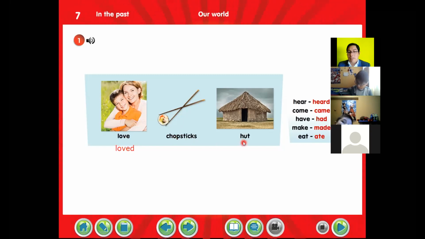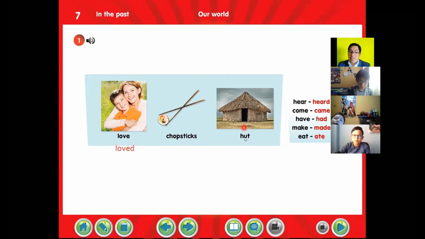What is heart? Heart is this. Okay? It's not a house. A house is different. This is a heart. Here, hear. Present tense, past tense. Hear is similar to listen. Hear, heard.